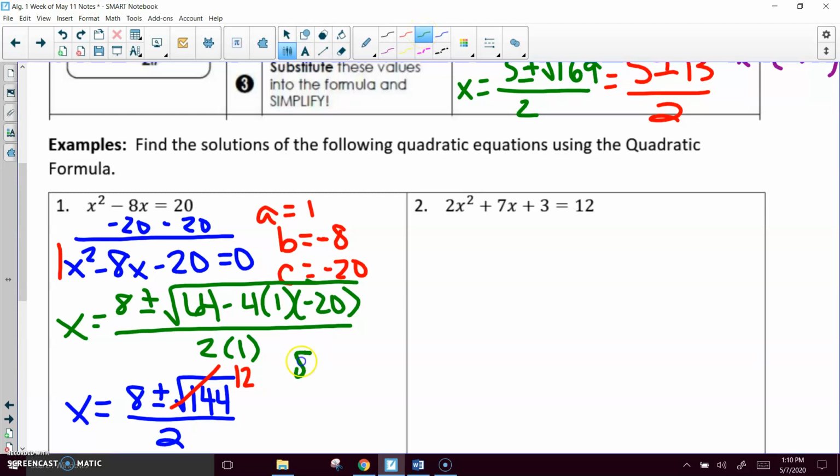So we've got 8 plus or minus 12 divided by 2. 8 plus 12 is 20. 20 divided by 2 is 10. 8 minus 12 is negative 4. Divided by 2 is negative 2.